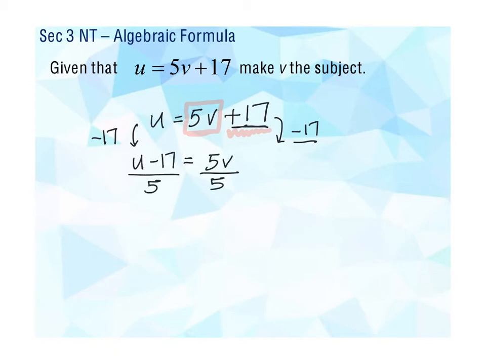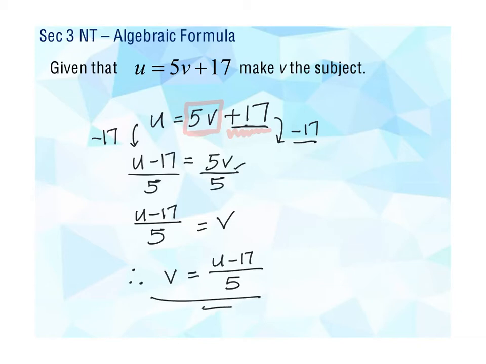So the moment we do that, on the right hand side, you will be left with only v. And the left hand side will be the same thing, u minus 17 over 5. But we must make v the subject, so v must be at the front. We'll rewrite this: v equals u minus 17 over 5. And the whole expression is the answer.